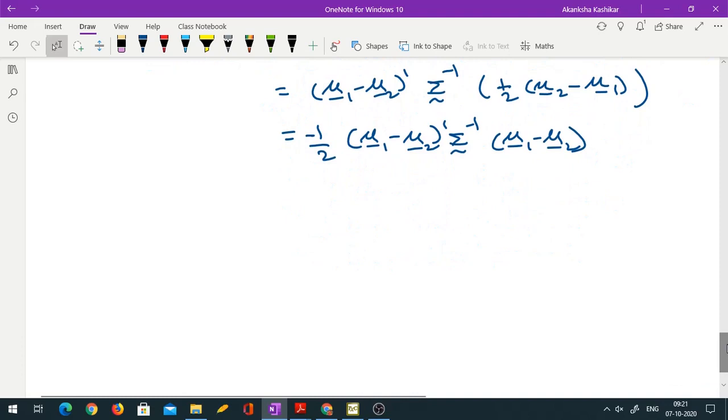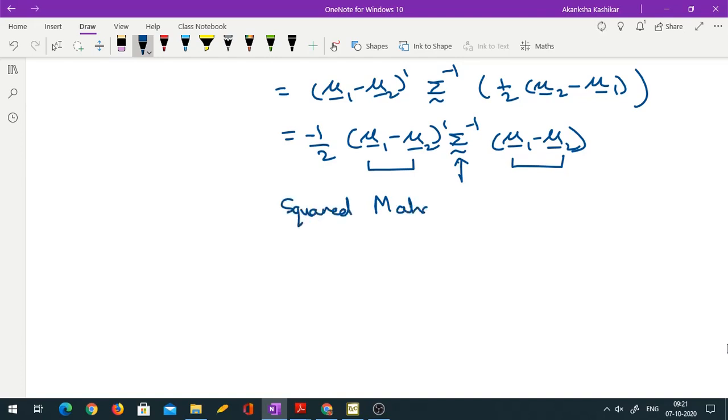See, (mu1 minus mu2) prime sigma inverse (mu1 minus mu2) is kind of like the squared difference between the means, because it is occurring twice, scaled by the variance. Okay. So squared difference is kind of like distance, but now we have scaled distance. So the scaled distance is actually known as squared Mahalanobis distance. And the notation is delta square.